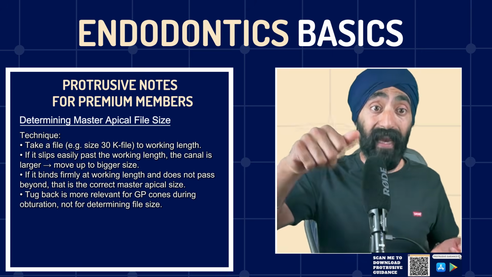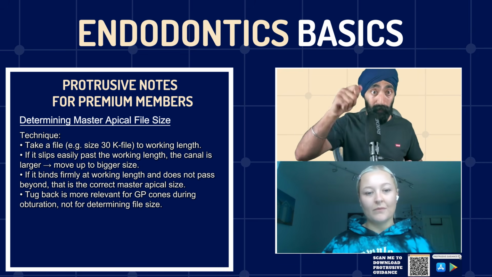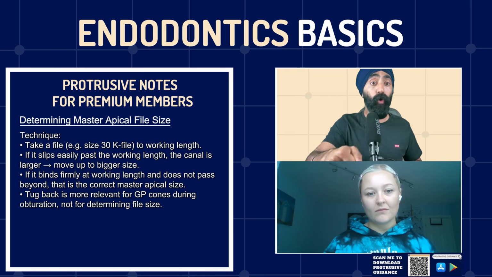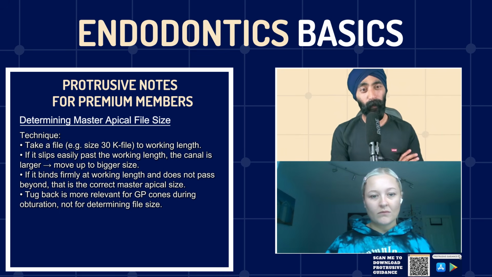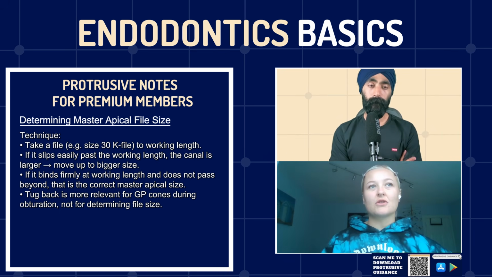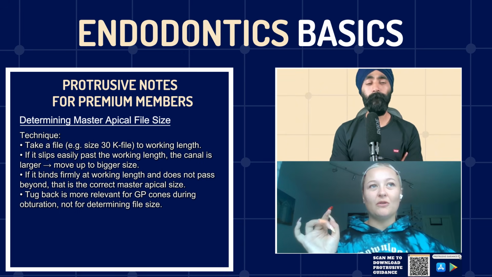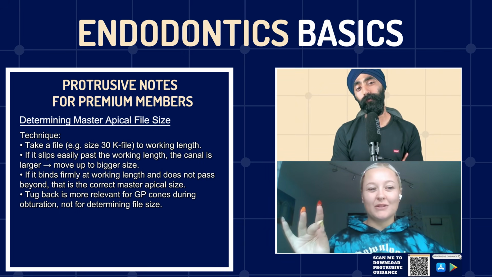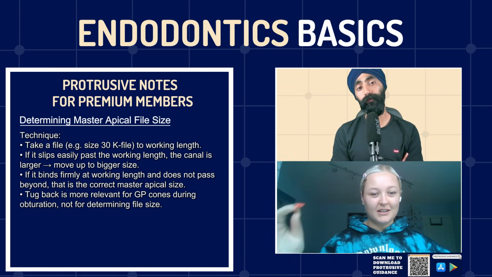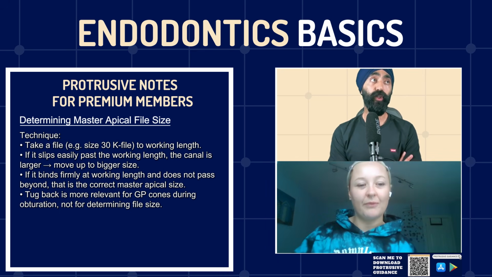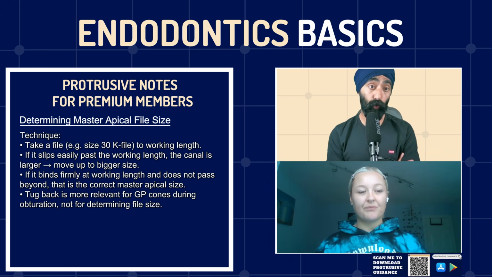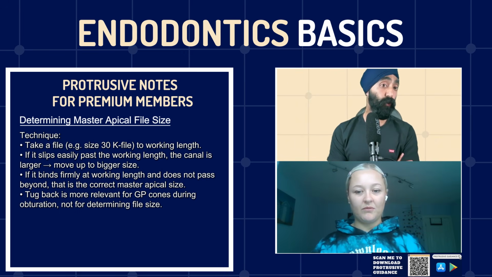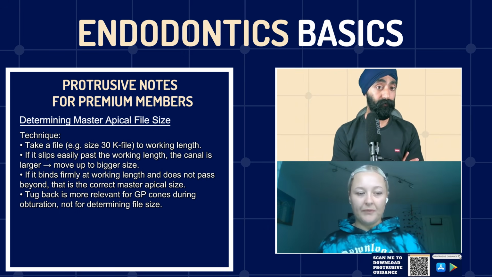And can A, it go to length? And when it does, then B, does it stop there and it doesn't go anymore? That for me is okay. This is my master apical file size. Does that make sense? So what happens if you flicked it and it does go, does that mean you just need a bigger size? Yeah, you need something to stop it. So you want something that's small enough to reach all the way to your working length, but not so small that it's going to go through. Okay, that makes sense.